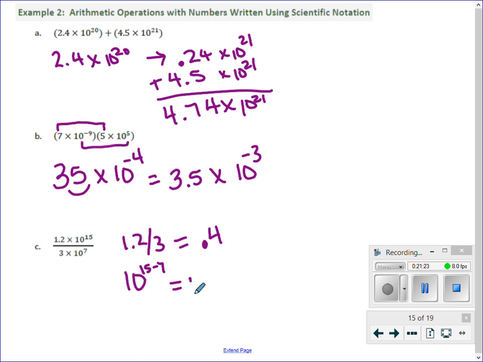And this one is going to be 10 to the 8th. So your answer is 0.4 times 10 to the 8th. Now we want scientific notation, and 0.4 is not between 1 and 10, so we're going to move it right 1, so we get 4 times 10, and if we move it right 1, we subtract 1, so 10 to the 7th is my final answer.